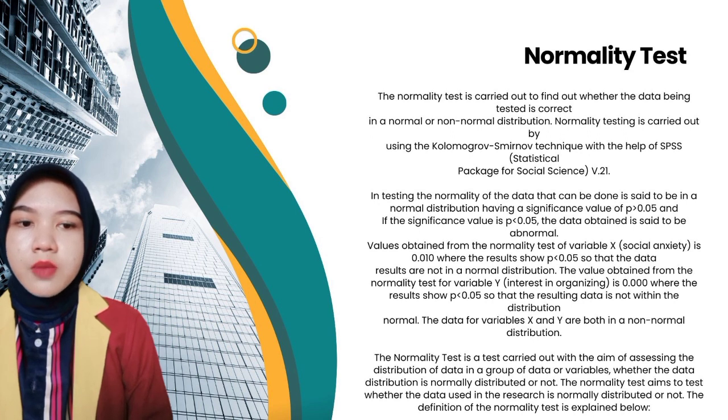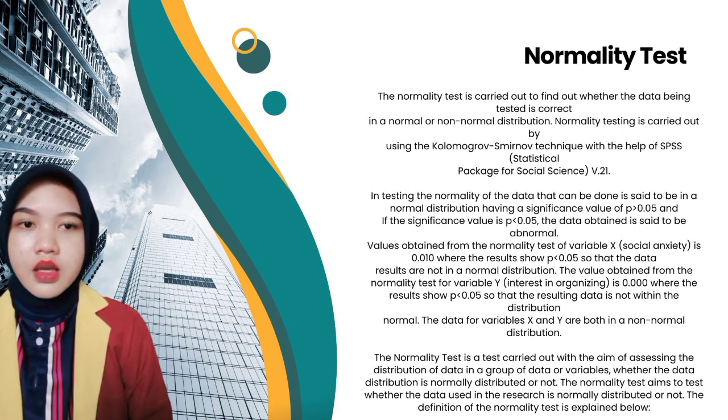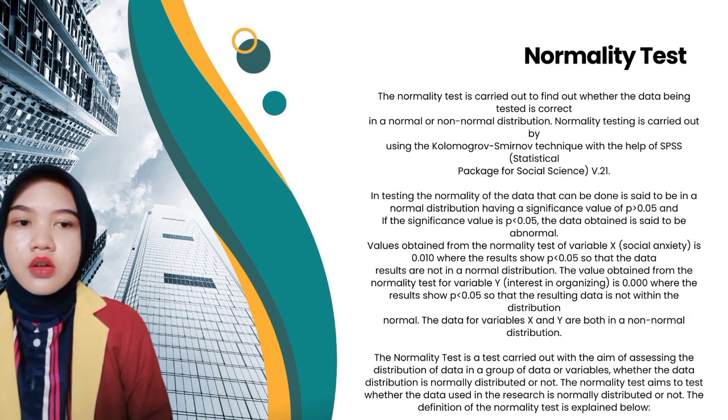The value obtained from the normality test of variable X, social anxiety, is 0.010, where the result shows p less than 0.05, so the data is not in a normal distribution. The value obtained from the normality test for variable Y, interest in organizing, is 0.000, where the result shows p less than 0.05, so the resulting data is not in a normal distribution. The data for variable X and Y are both in a non-normal distribution.